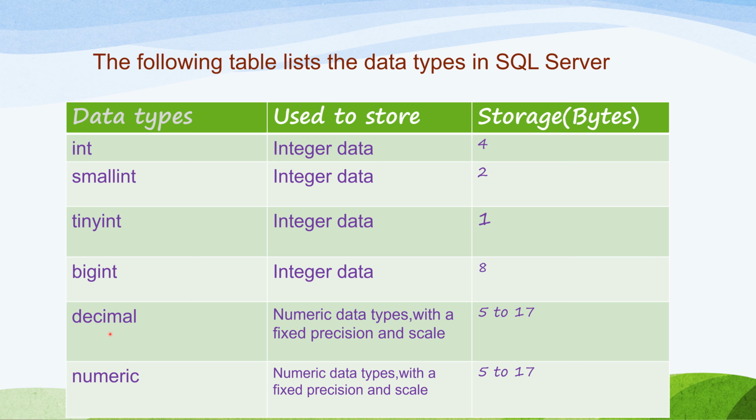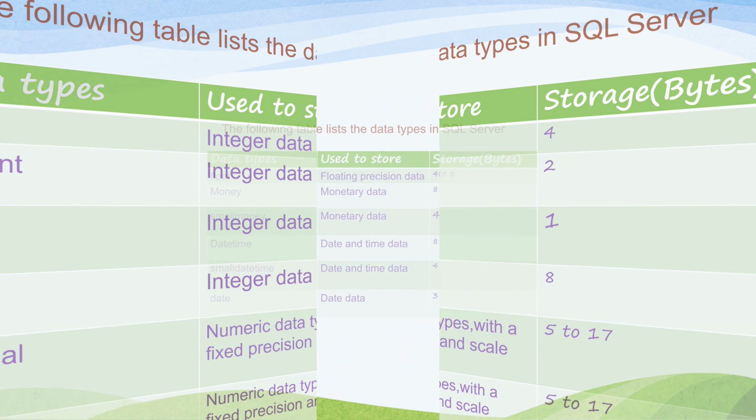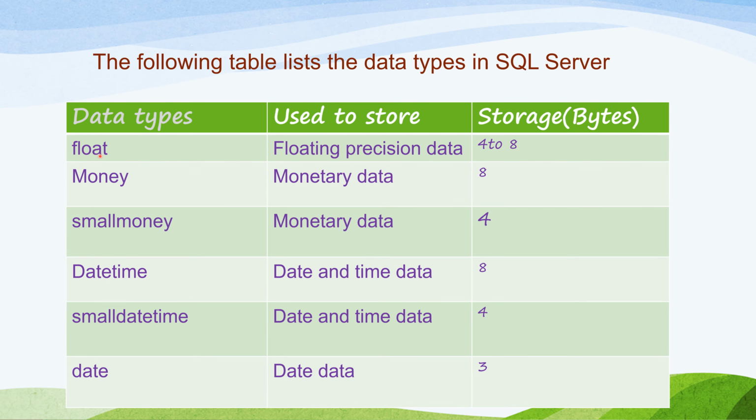And this one is decimal. It is used to store numeric data with a fixed precision and scale, and its storage is 5 to 17 bytes. And this one is numeric. Numeric data types also have a fixed precision and scale, and its storage is also 5 to 17 bytes. This one is the float data type, used to store floating precision data, and its storage is 4 to 8 bytes. This one is the money data type, that means monetary data. You can store monetary data in this data type, and its storage is 8 bytes. This one is smallmoney. It is also used to store monetary data, but its storage is 4 bytes.